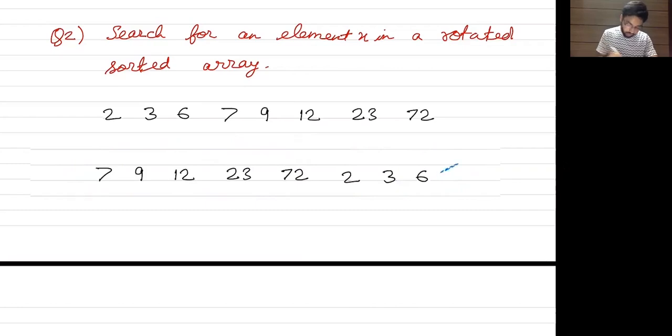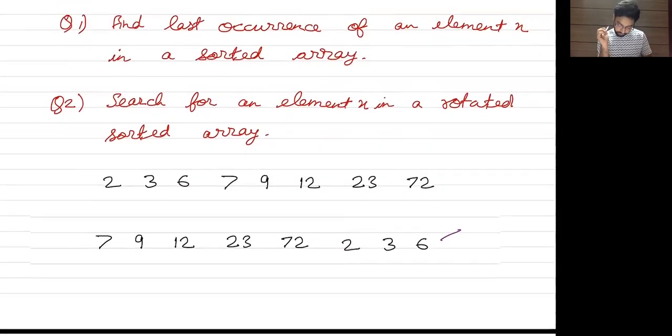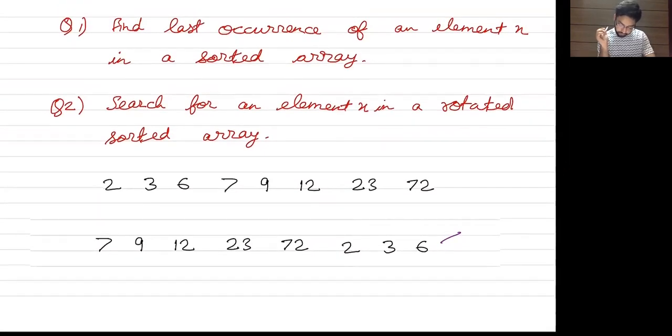So this is a rotated sorted array. What we have to do is search for an element X in this rotated sorted array. So how do we do that? Again, pause the video once again, think of a solution, think of an approach in less than order n time complexity. Again, sequential search will give you order n, but we want to solve it using a binary search approach. So pause the video and play when you're ready.